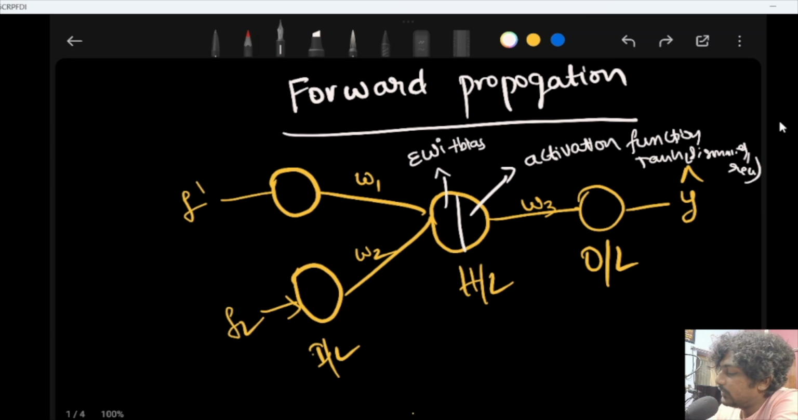And here we get the predicted value y hat, and we don't know whether it is correct or not, so we need to find out the loss function. The loss function is equal to the truth value minus y predicted, right?